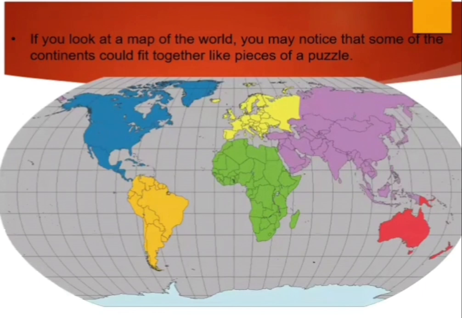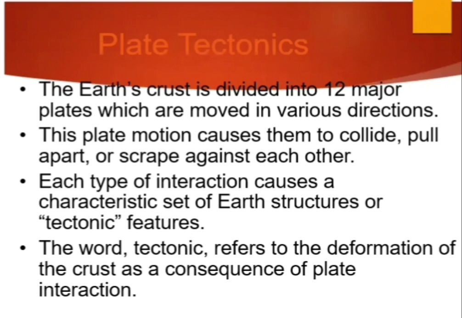continents could fit together like pieces of a puzzle, right? So it seems as if they broke apart and can be put back together. Now, the Earth's crust is divided into 12 major plates, which move in various directions. This plate motion causes them to collide, to pull apart, or to scrape against each other. To collide is convergent. To pull apart is divergent. To scrape against each other is transform, a transform plate margin.